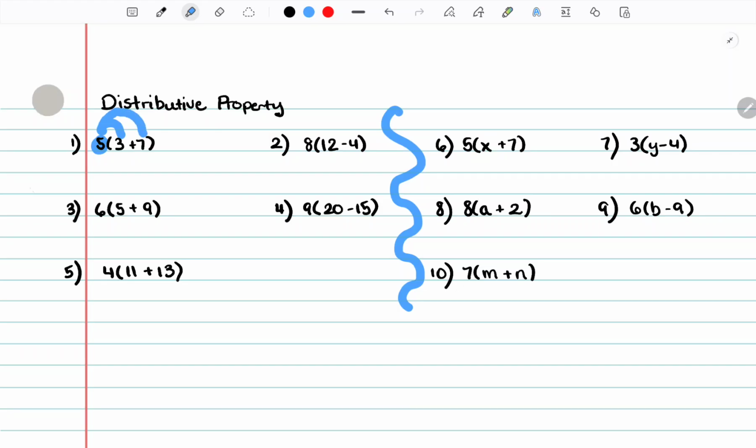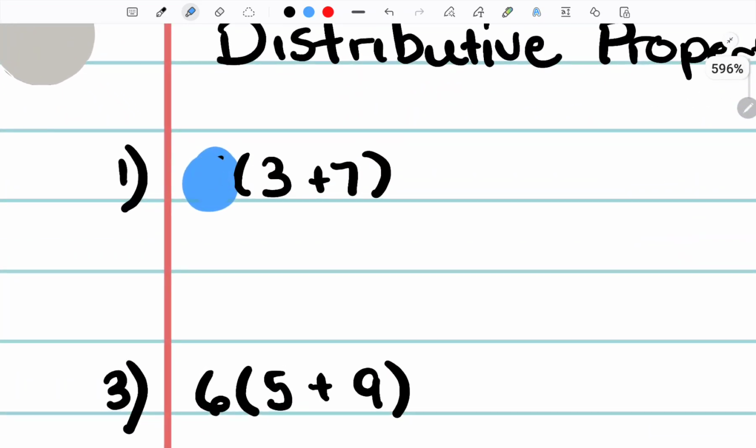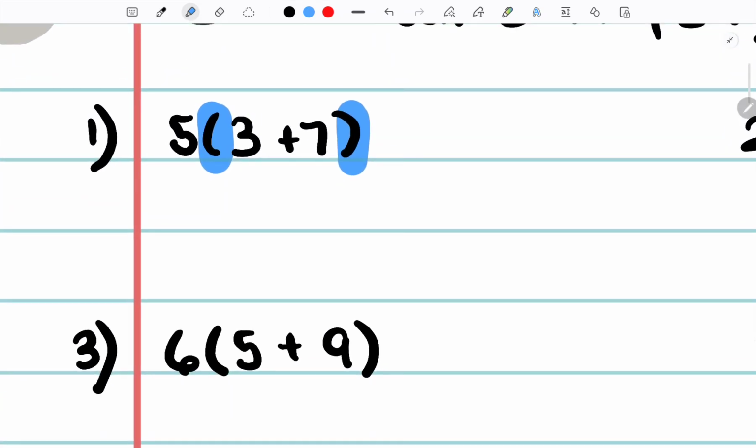number inside a parenthesis. So for example, if we look at number 1, we have number 5 right here. And what it wants to do is multiply 3 and multiply with 7. So it wants to multiply with both. So if you ever see a number right next to a parenthesis, okay, and inside the parentheses there is more than one number, that means you are using the distributive property. So let's go ahead and see how we're going to solve this.